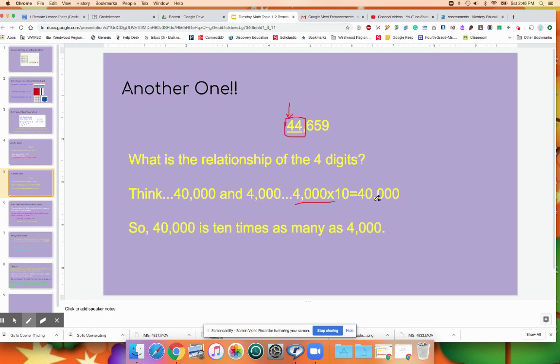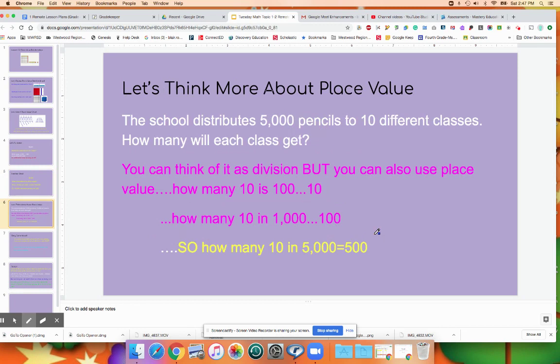So again, the same digits, 4, place values right next to each other. So one is 10 times greater than the other. So you would say 40,000 is 10 times as many as 4,000. Let's try another one. Ooh, let's think more about place value.